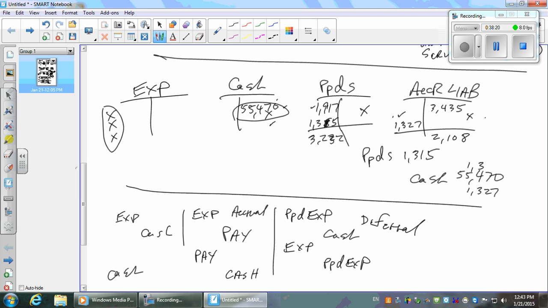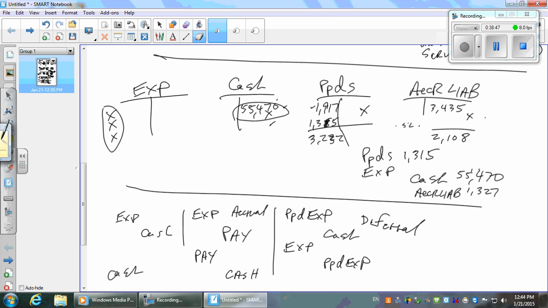All right, so what do you want to credit? Obviously it's going to be accrued liabilities, right? Accrued expenses. So what's the debit going to be? That's what the expense must be, right? How much is that? 55,470 plus 1327 less 1315. I did it right, didn't I? No, I didn't. Anybody object to that? Those are two debits. What was the number again? 1327. Debit. They were both debits.